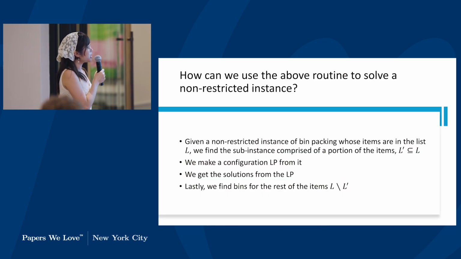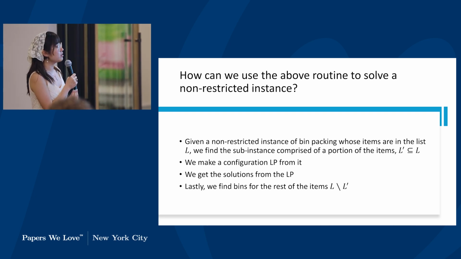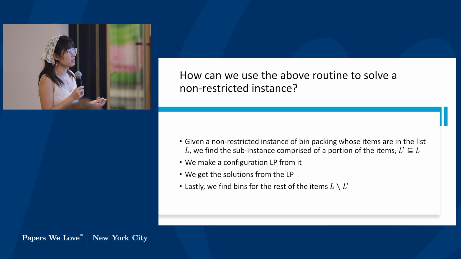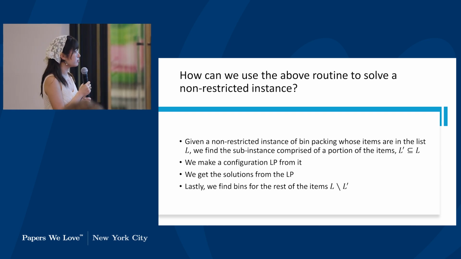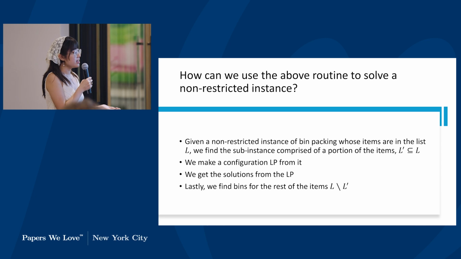So now that we have figured out how to approximate a restricted instance of bin packing, how do we use it to solve the general non-restricted case of bin packing? So we want to partially reduce it to the restricted case.